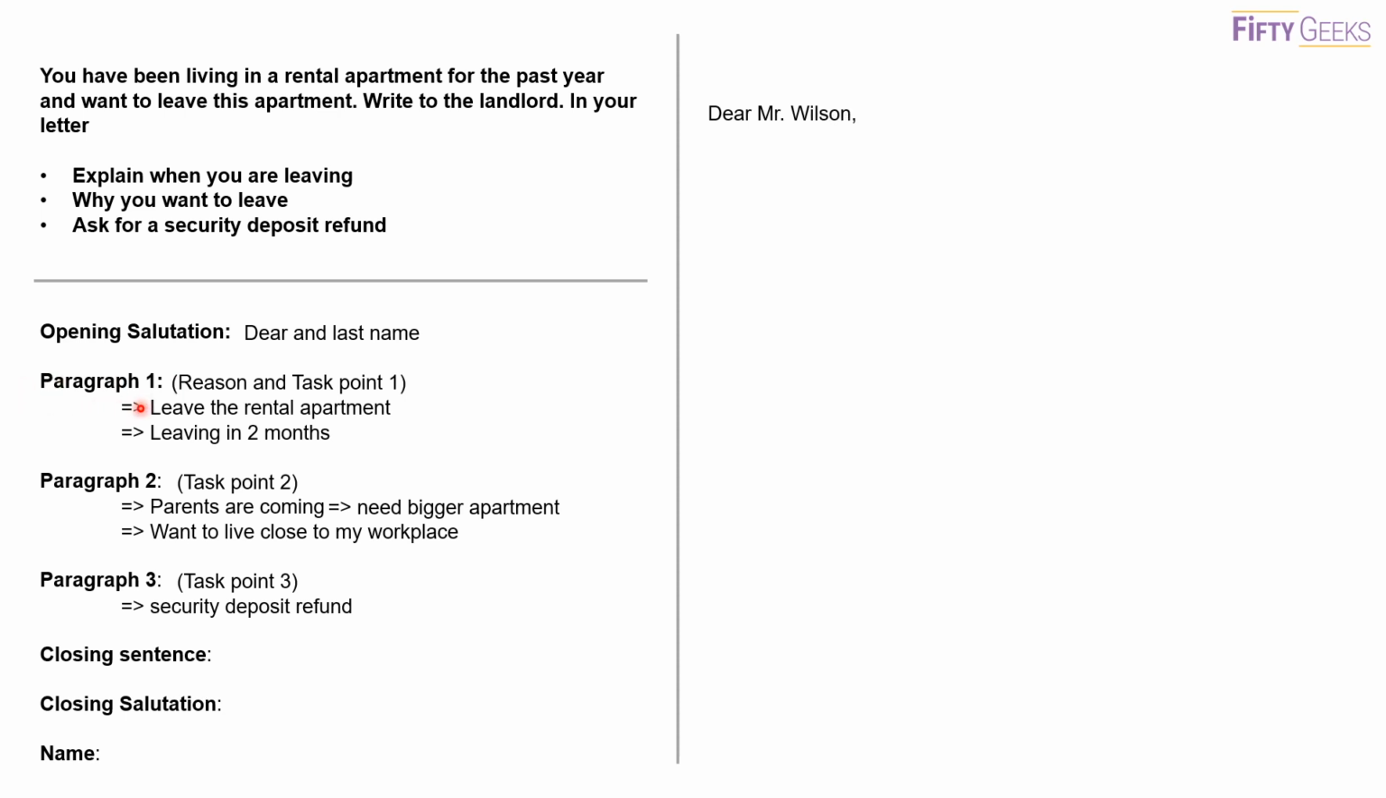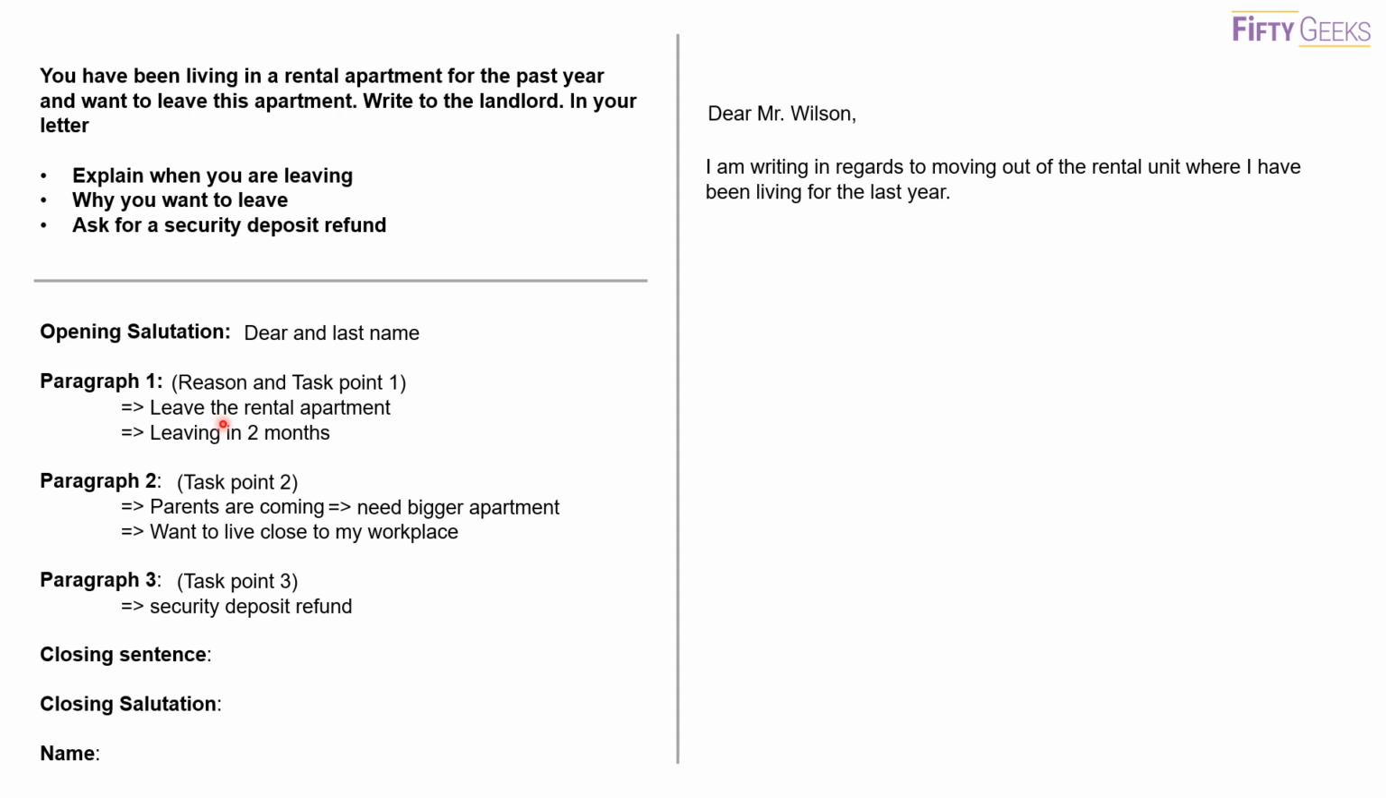I will start with an opening sentence where I will explain the reason for writing this letter, which is to leave the rental apartment where I have been living for the past year. I will write it as: I am writing in regards to moving out of the rental unit where I have been living for the last year.